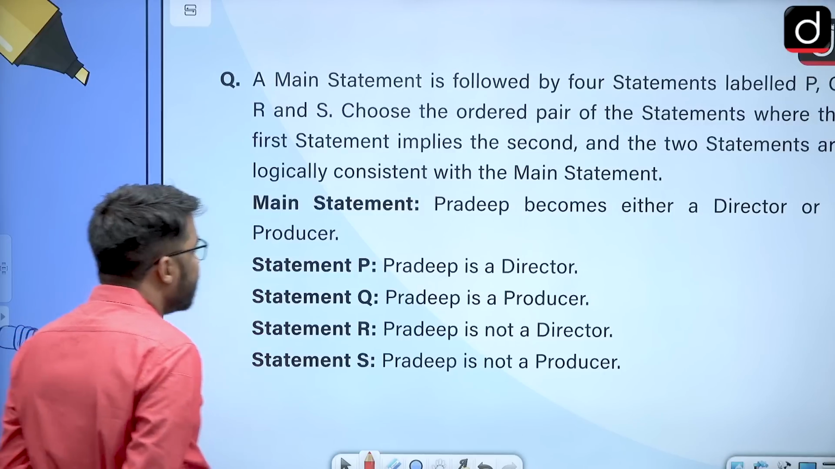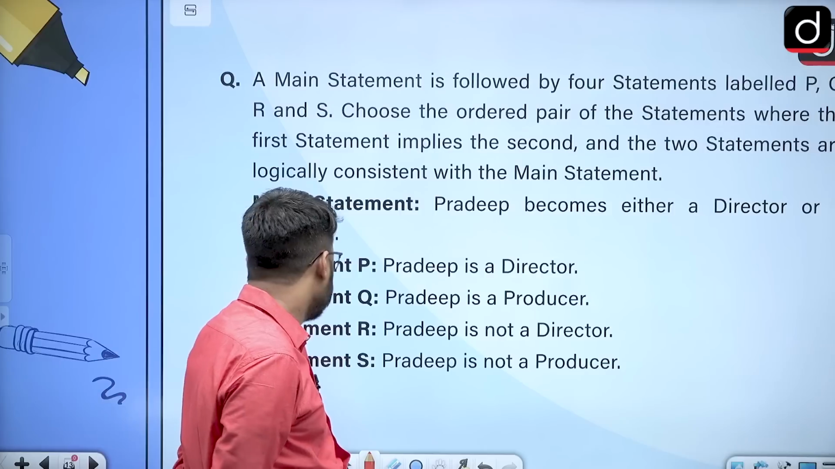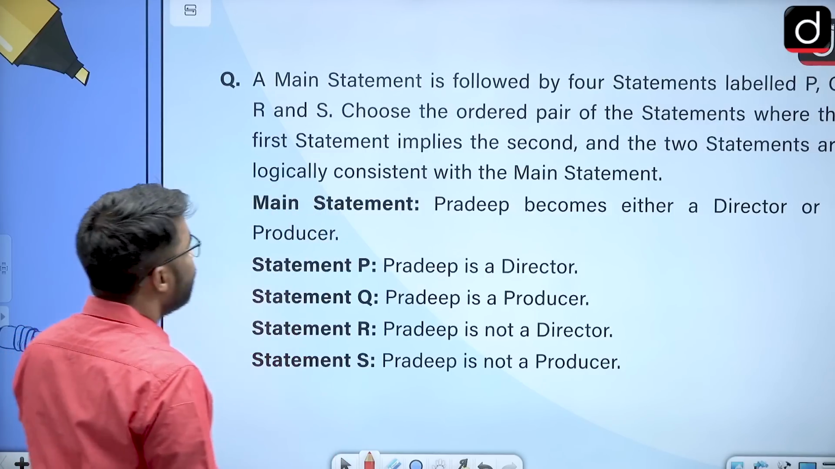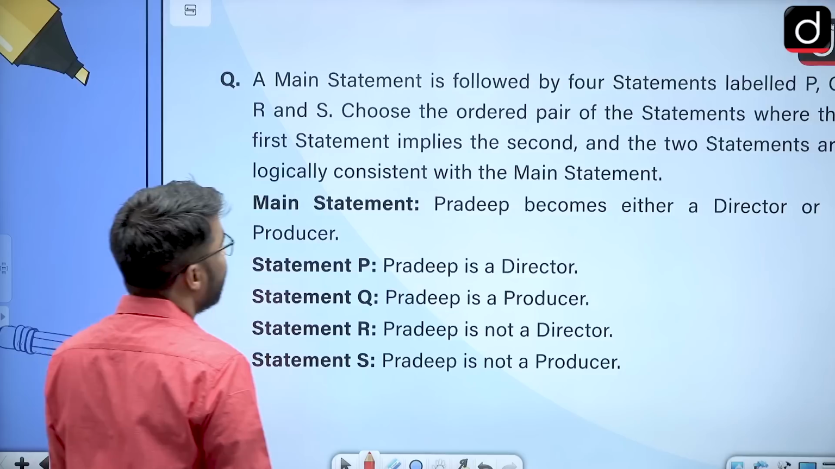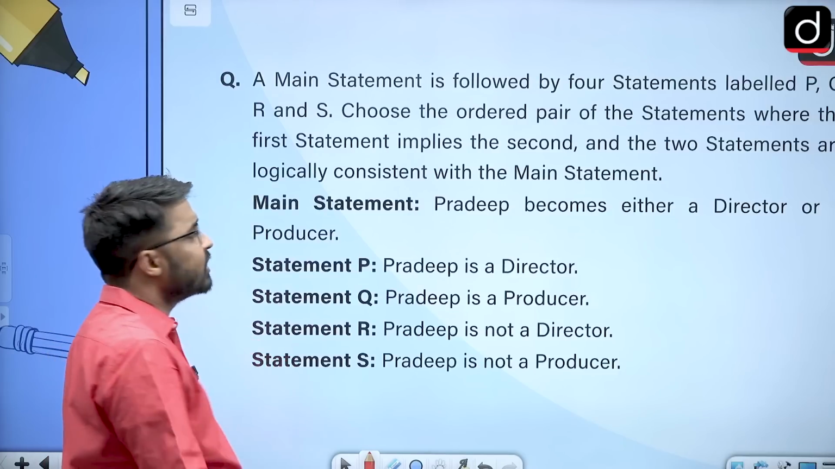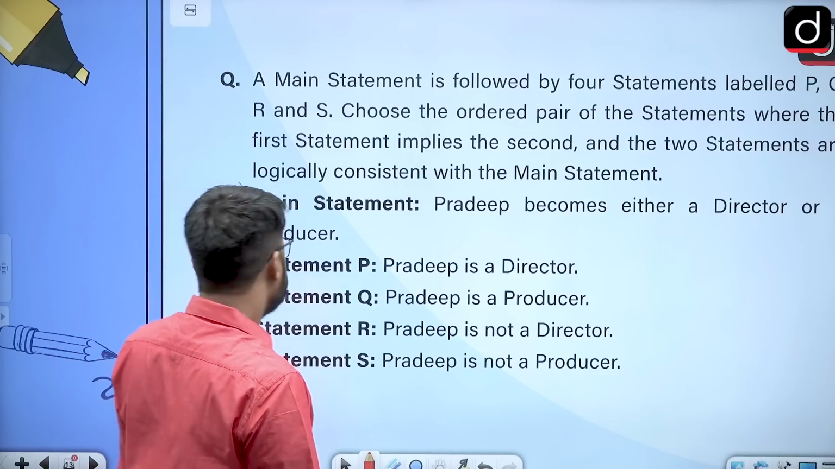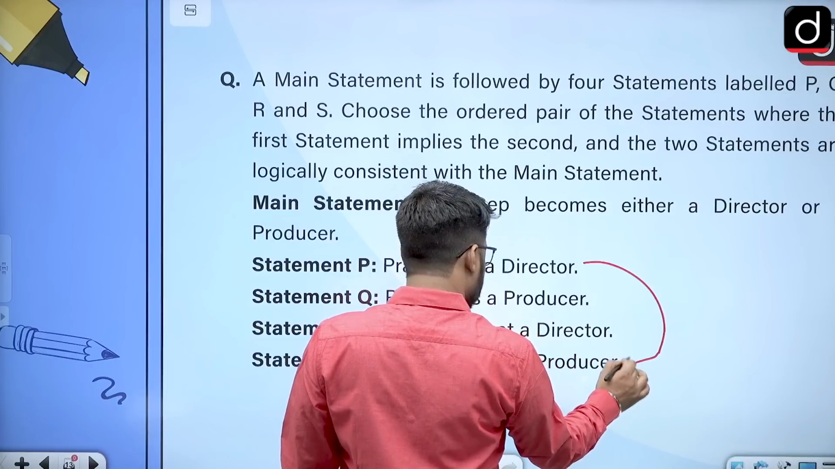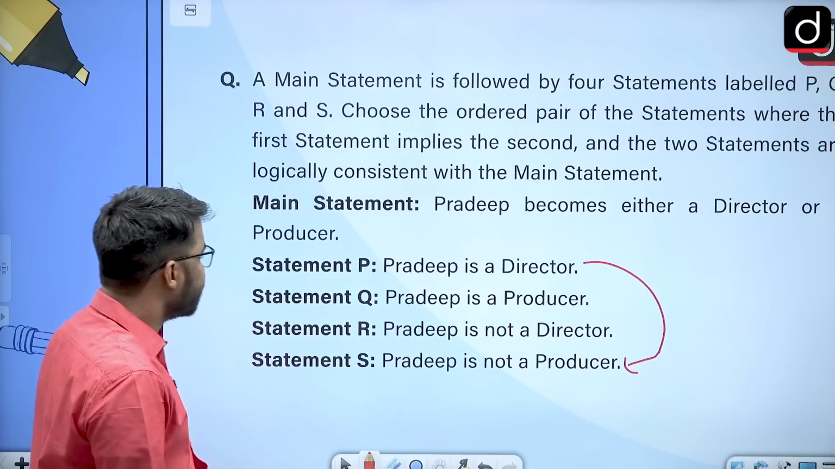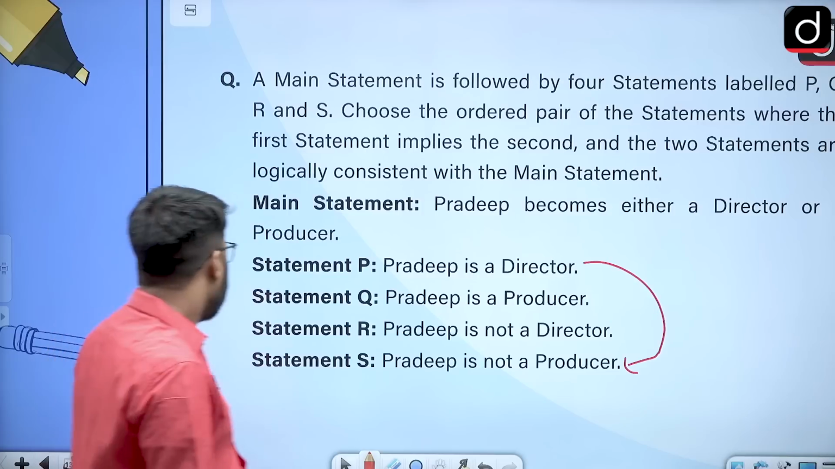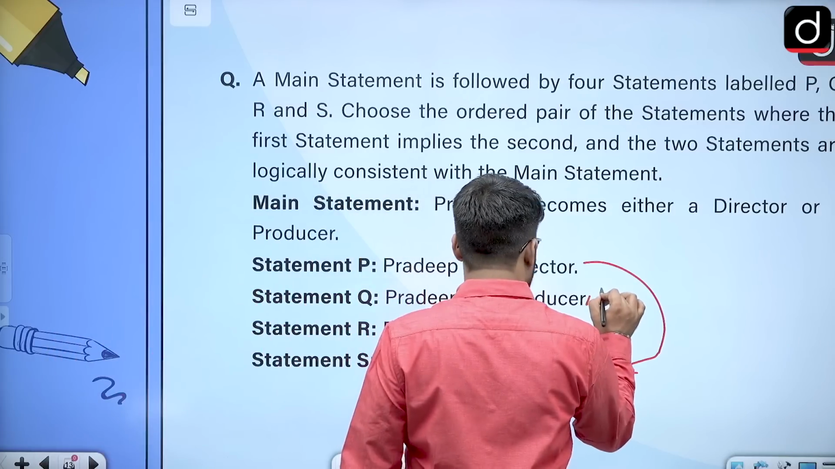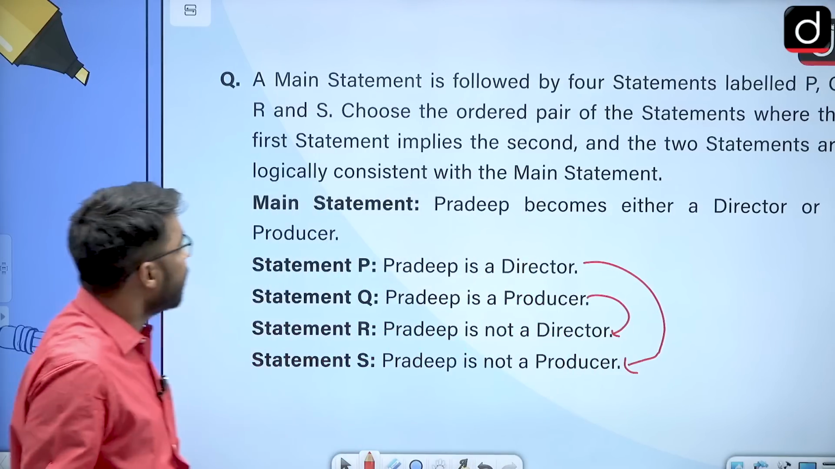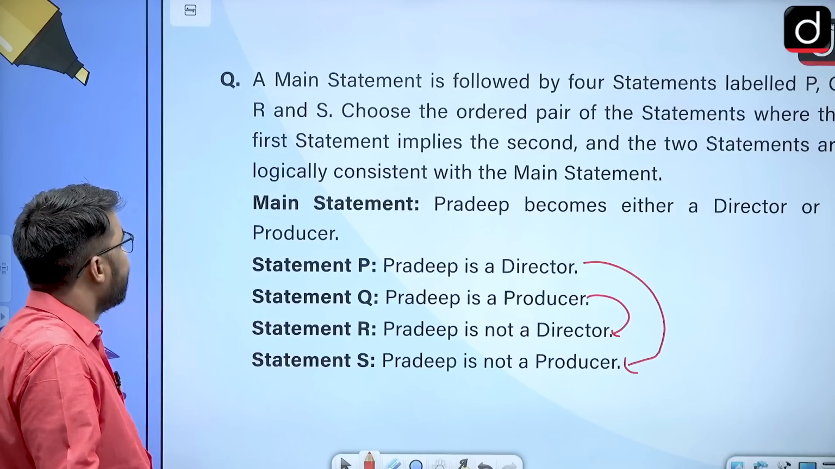Statement P: Pradeep is a director. Statement Q: Pradeep is a producer. Statement R: Pradeep is not a director. Statement S: Pradeep is not a producer. So now we have to choose the ordered pair of statements where the first statement implies the second. So if Pradeep is a director, Pradeep is not a producer. That means P and S should be logically implying. And if Q says Pradeep is a producer, then Pradeep is not a director. So Q should imply R.